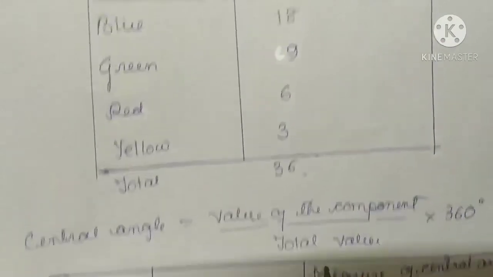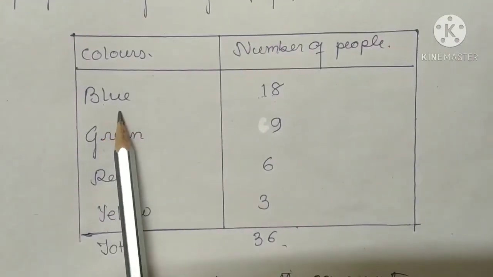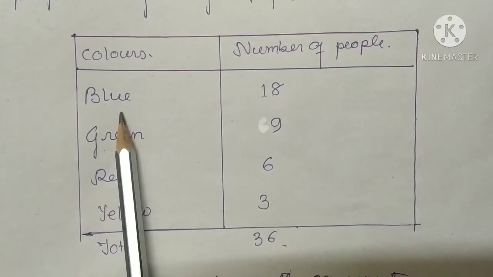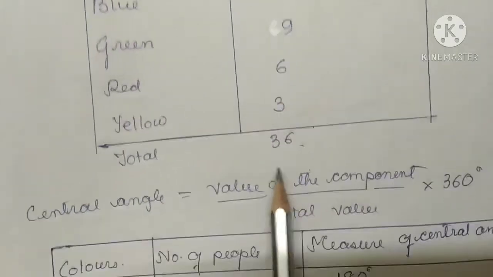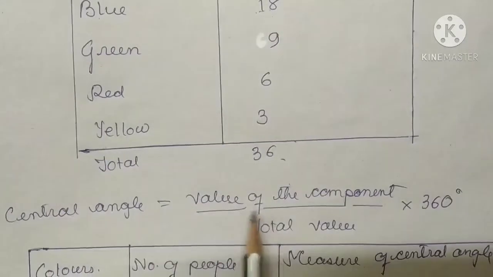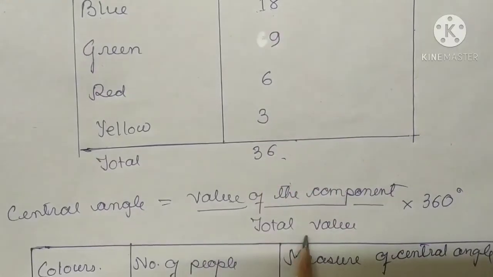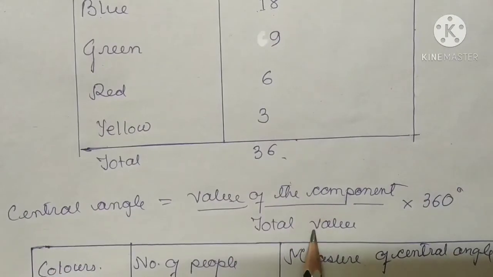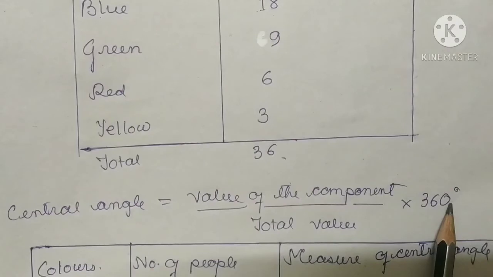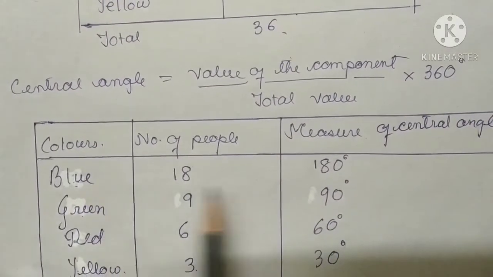So here the first component is blue, isn't it? For blue color we have to find out the central angle. So what will be the central angle for blue? Number of people, meaning the value of the component, that is 18, divided by total value. Total value means the sum of all these, so it comes out to be 36. So 18 divided by 36 into 360 degrees. Like this we have to find out the measure of the central angle for each of the components.